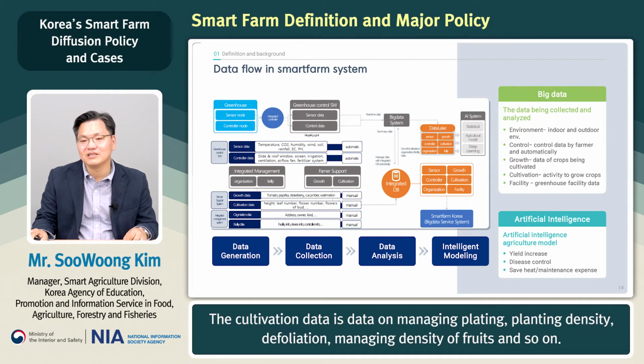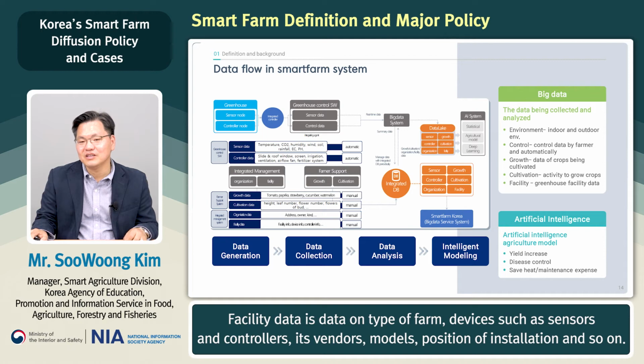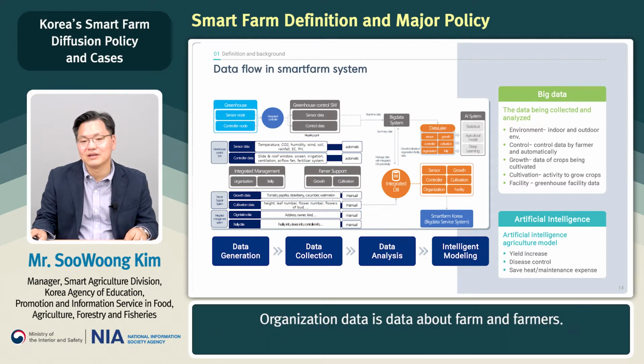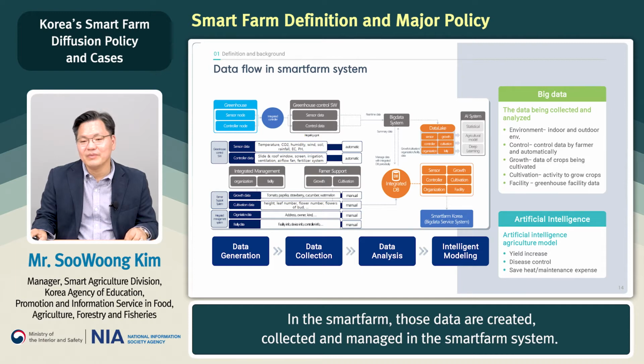The cultivation data is data on managing plants, planting density, defoliation, managing density of fruits, and so on. Facility data is data of type of farms, devices such as sensors and controllers, their vendor, model, position of installation, and so on. Organization data is data about farms and farmers. In the smart farm, those data are created, and they are collected and managed in the smart farm system.